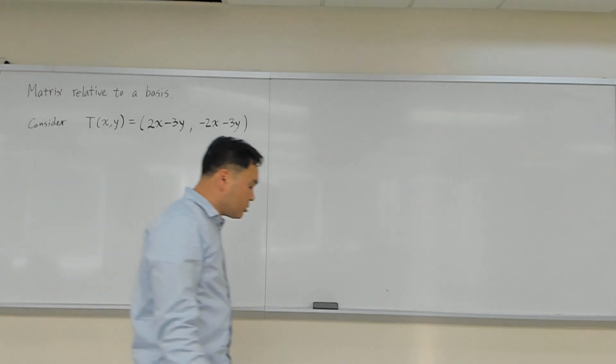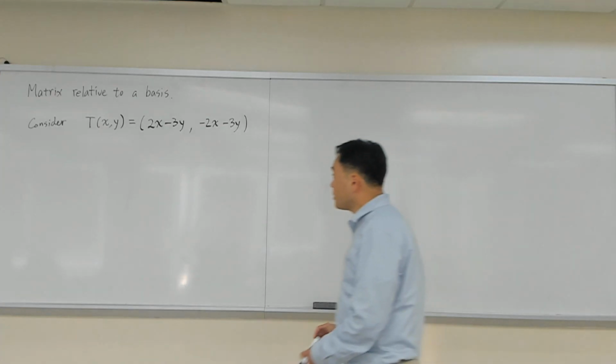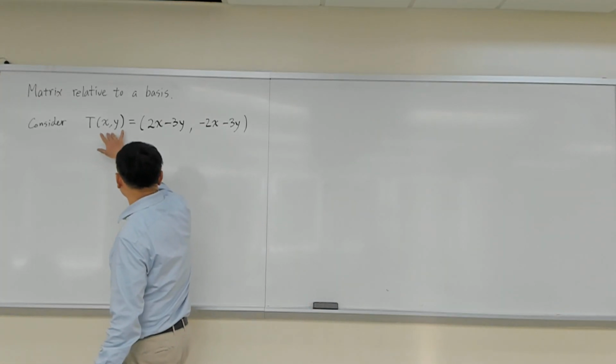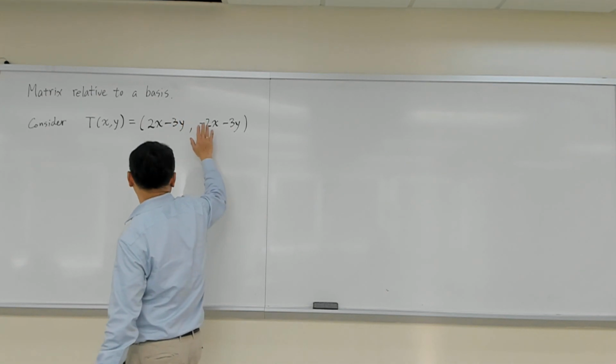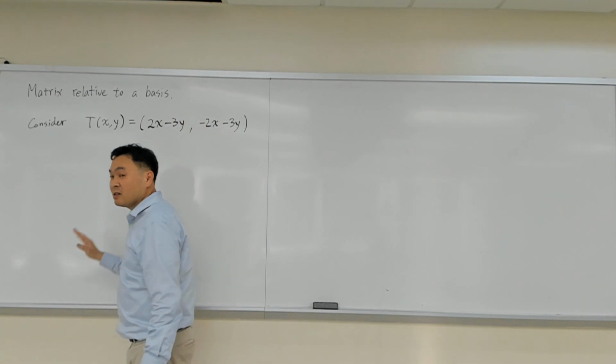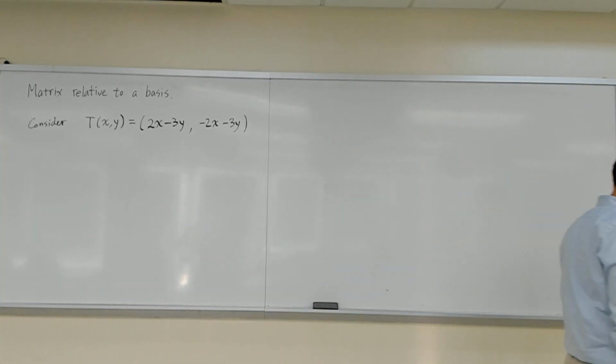Now in general, if you have a function of two variables that looks like something x plus something y, without any constant term, that will be an example of what's known as a linear operator. Okay, linear operator.